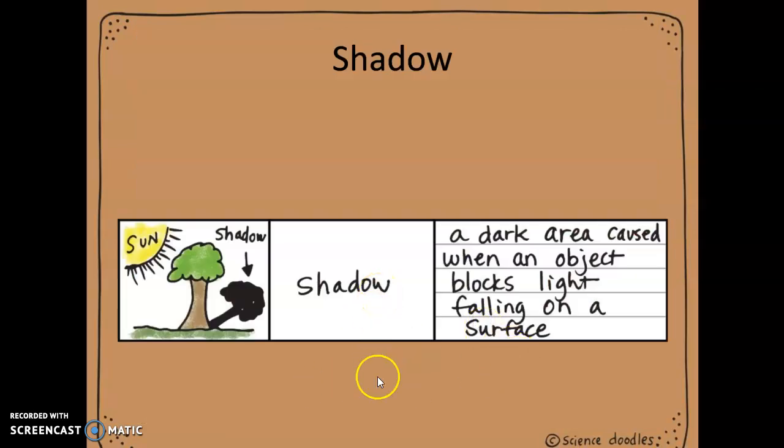Your next word is shadow. So you're going to add the word shadow in your middle box. And your definition is a dark area caused when an object blocks light from falling on a surface. And your example here is a tree casting a shadow from the sun. So the light is being blocked, the sunlight's being blocked by the tree, and it's making a shadow. So you're going to pause the video here and add your information on your chart.